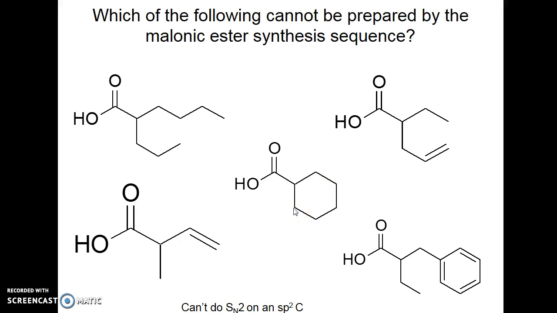like 1,5-dibromopentane. And here's my acetic acid here. That could be a benzyl bromide, and this could be an ethyl bromide. And here, this is my acetic acid, and this could be like a methyl bromide, and well, that would have to be a vinyl halide. They won't do SN2. So this one can't be made with an SN2 on this carbon, so it cannot be from the malonic ester synthesis.